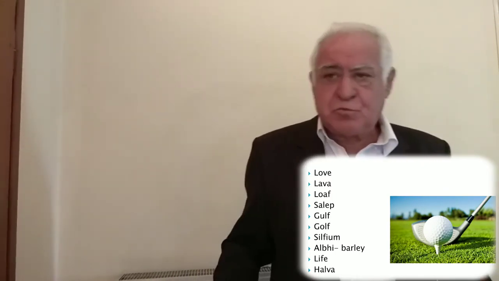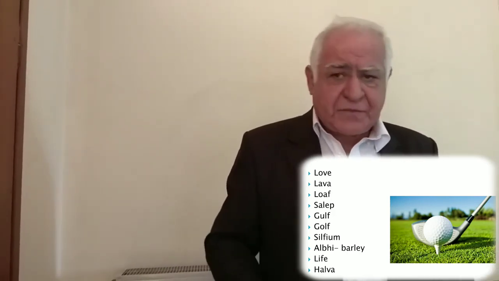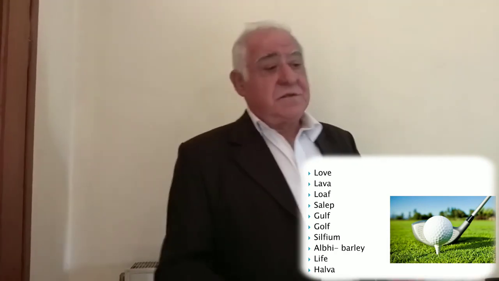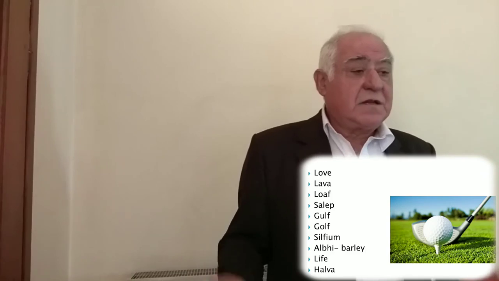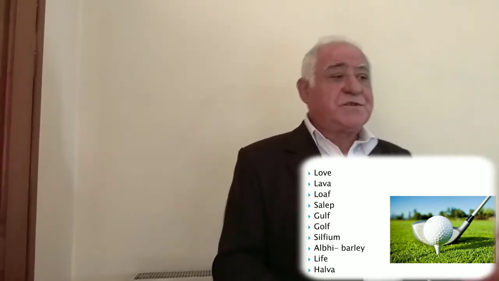And then we have silphium, which is another plant, and albi, which is the Latin name for barley, and life itself, which symbolizes, of course, light. What else? The opposite of death. And then we have halva. It's a Turkish delight, which is really white.